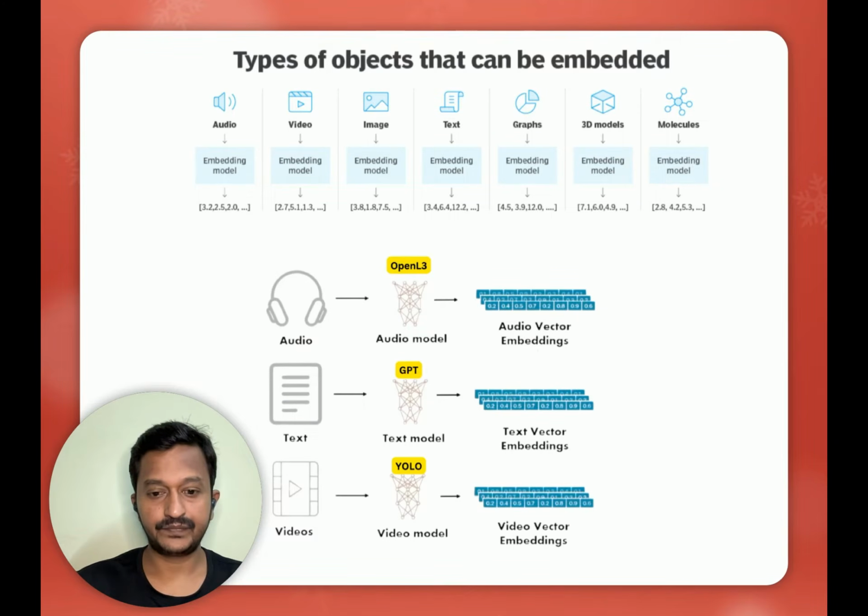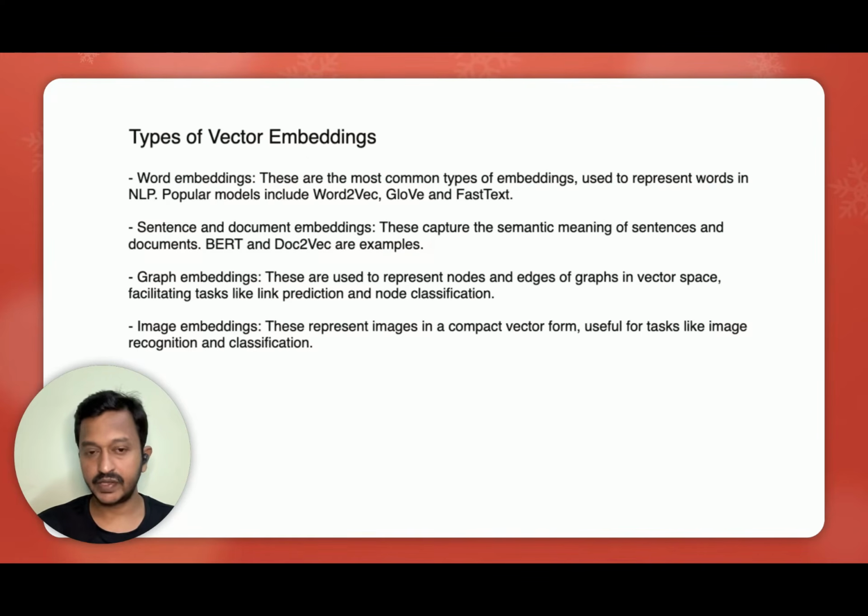So we have different types of vector embeddings: word embeddings, sentence and document embeddings, graph embeddings, and image embeddings. You might have heard about word2vec, GloVe, and fastText. All these are word embeddings. These are the most common ones that most AI/ML applications usually use. Sentence and document embeddings capture the semantic meaning of sentences and documents. BERT and doc2vec are some examples.